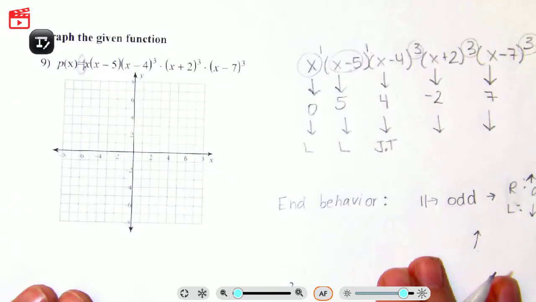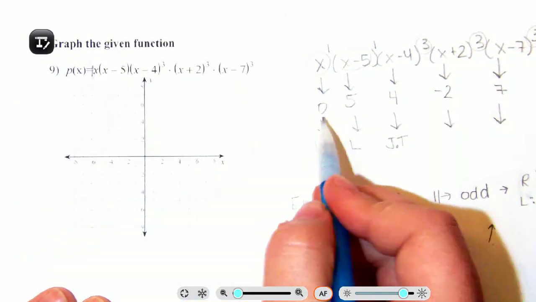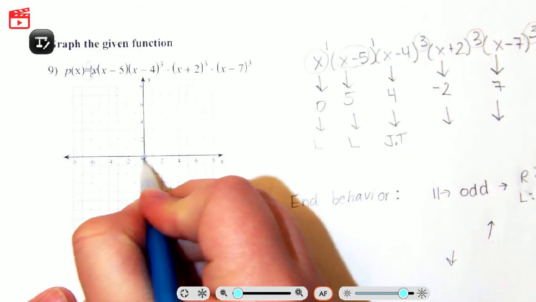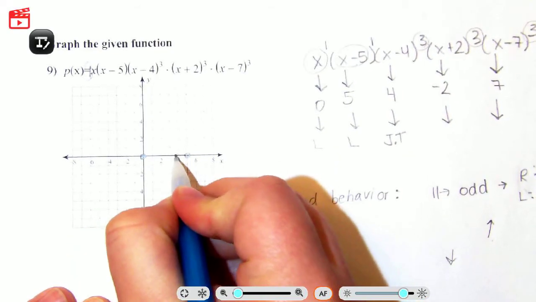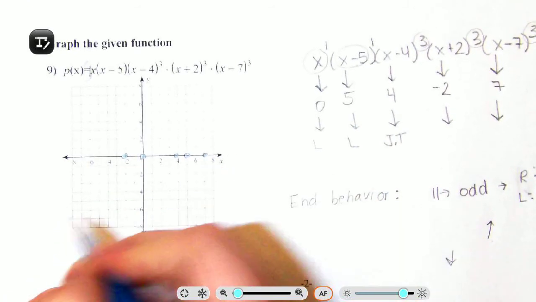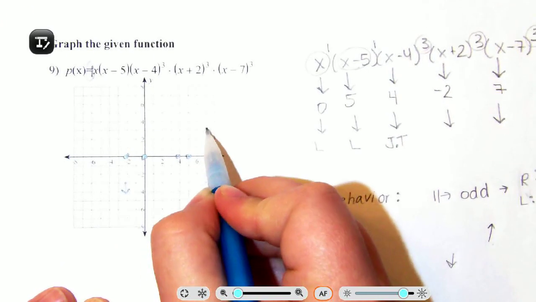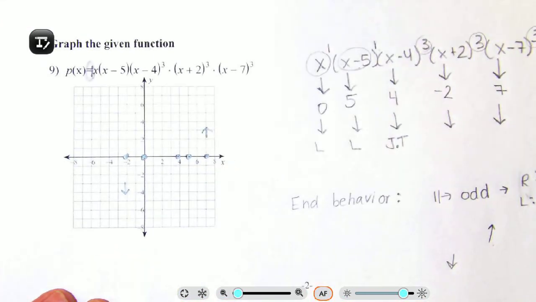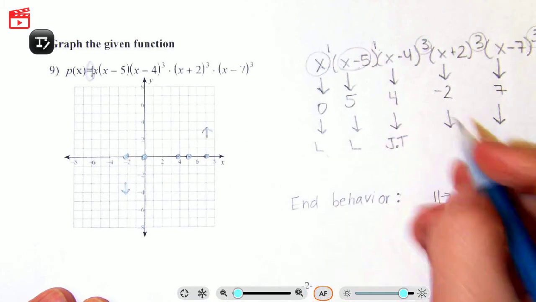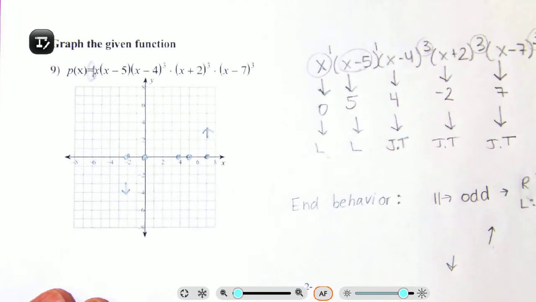So then, once you have all of your information, you're ready to graph. So identify what your zeros are. You have a 0, 5, 4, -2, and 7. Your left-hand side is going to be going down. Your right-hand side is going to go up. And then again, these are all John Travoltas.